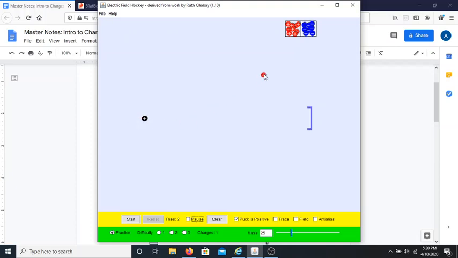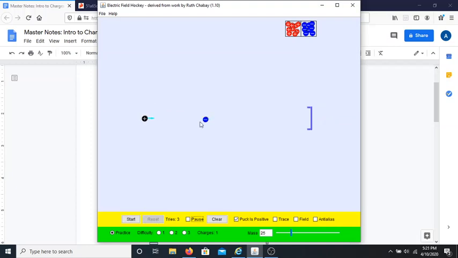Now, if I flip this out, and instead of having a positive little particle, I put a negative one here, you'll notice that once again, an arrow starts to pop up. But this time, the arrow doesn't point away. It seems to point towards the negative. And this comes to the idea that opposites attract. Because if I hit start, this thing starts moving, and it's attracted to that negative particle.